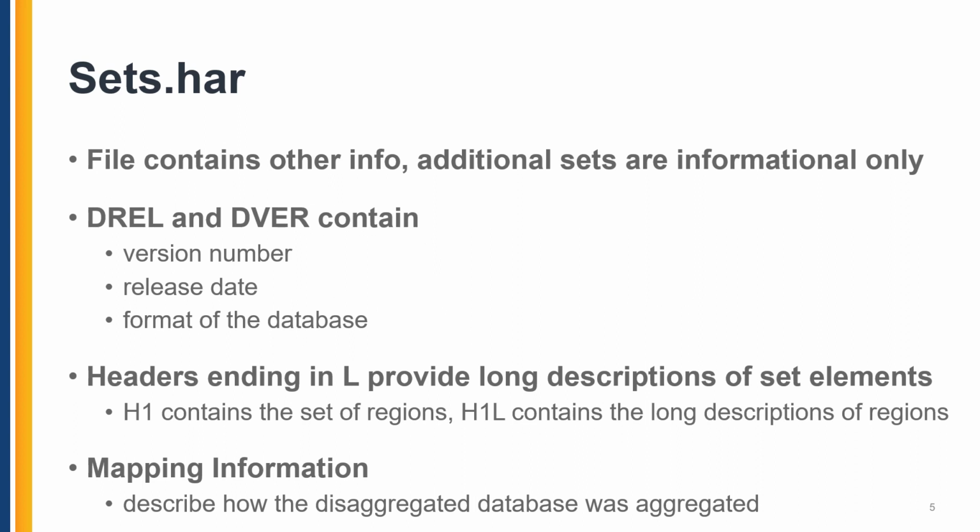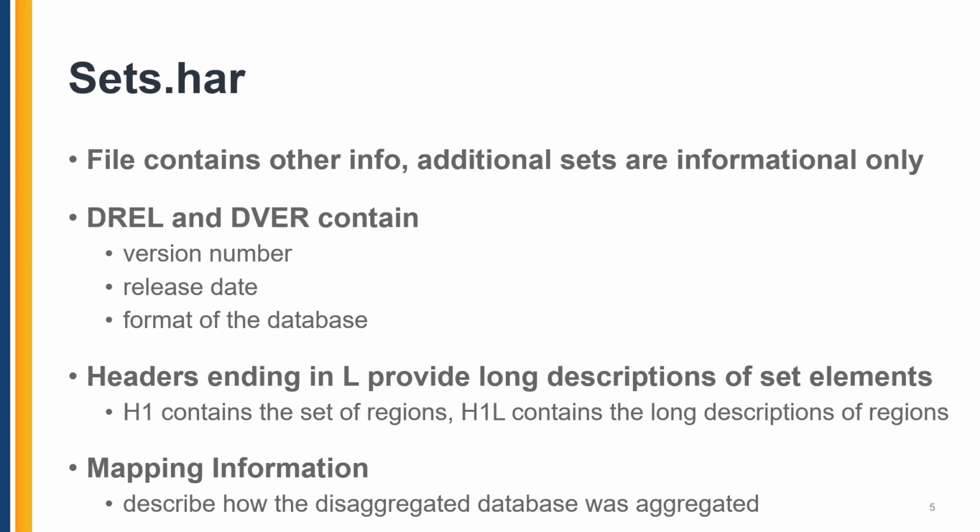In addition to the key sets that are used by the model and database, the Sets.har file also contains other information. These additional sets are not used in the database or model, but are there for informational purposes. You will find the sets drel and dver, which are not really sets, but only contain the version number, release date, and format of the database you are using.